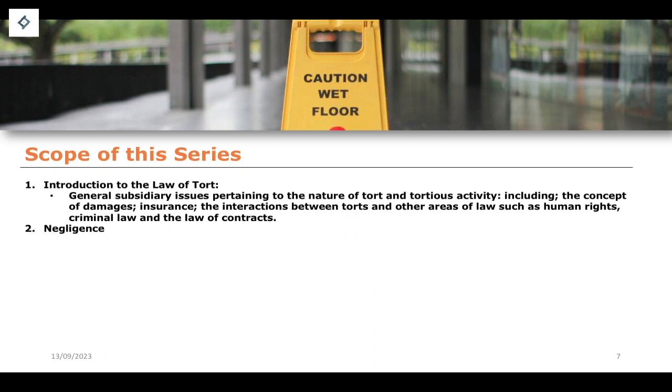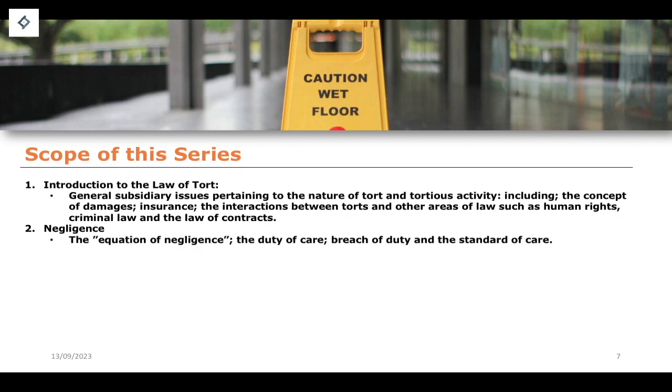So just generally taking an overview of some of the basic issues relating to the law of tort. And then in the second major topic, we're going to start to get into the first of our torts that are the most important. We're going to be talking about negligence. We're going to talk about the so-called equation of negligence, each of the factors that are required to show a negligence claim and for a negligence claim to be successful.